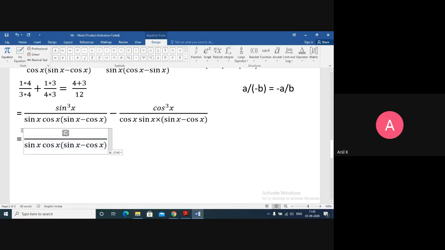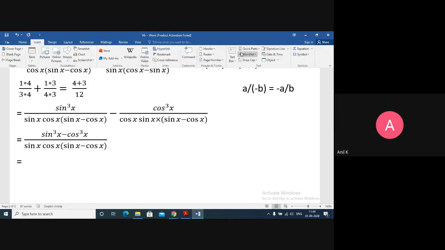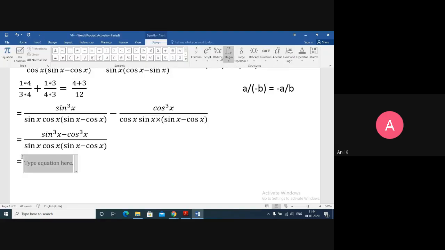If I go for the LCM, as both the numerators are the same, I'll get sin cube x minus cos cube x. When both the numerators and denominators are the same, these numerators will be added or subtracted based on the signs. So sin cube minus cos cube. Still the question is not over. Anyone remember the formula of a cube minus b cube? In the last class, I asked you to just recall the formulas once. I don't know how many of you did.